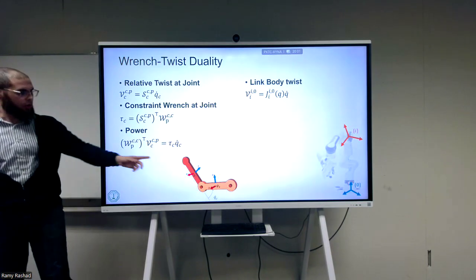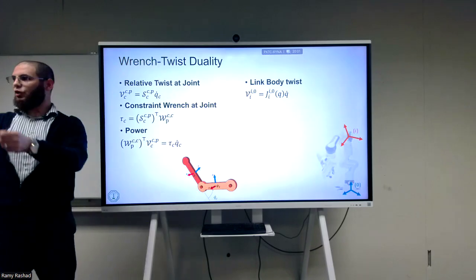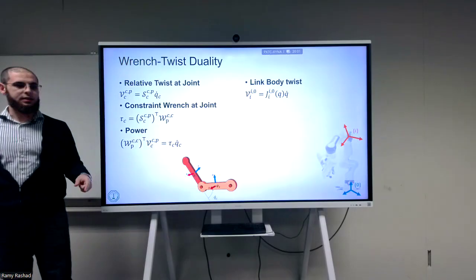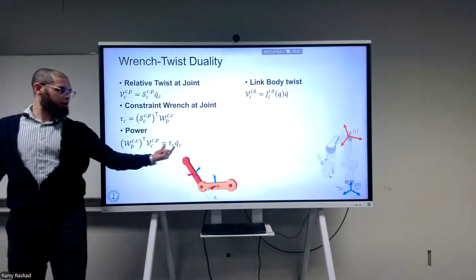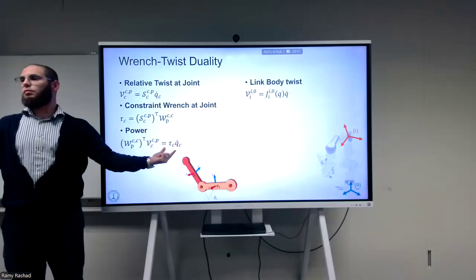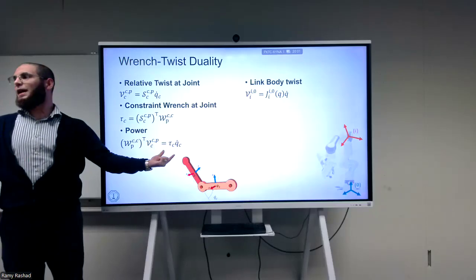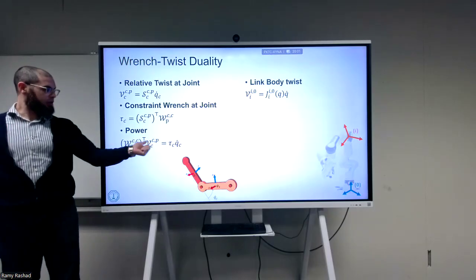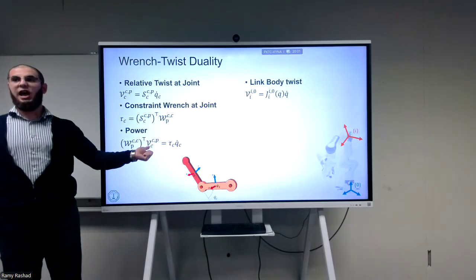The power, so this relative twist between the two bodies, in the end is equal to the power supplied by the actuator. So the power supplied by the actuator is simply equivalent to this wrench times this velocity.